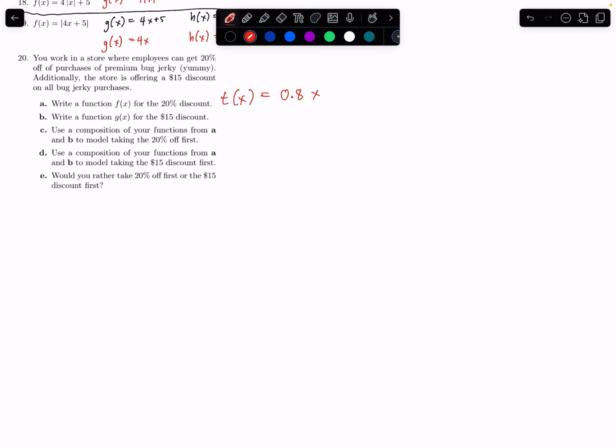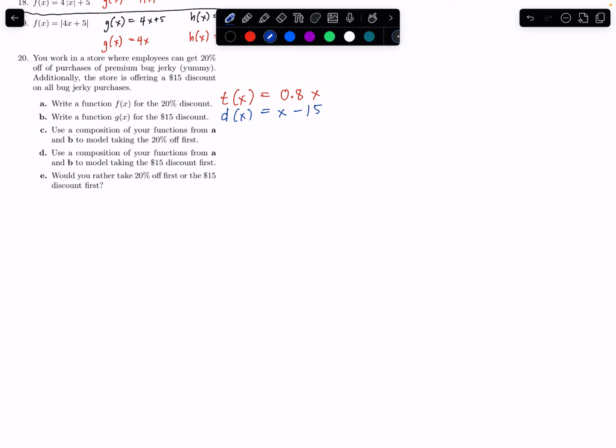Okay, letter A done. Letter B, write a function g of x for the $15 discount. Okay, easy. We'll say d for discount: whatever your price was, minus 15. Easy, right? Okay, letter C, use a function composition of your functions from A and B to model taking 20% off first. Okay, sure.